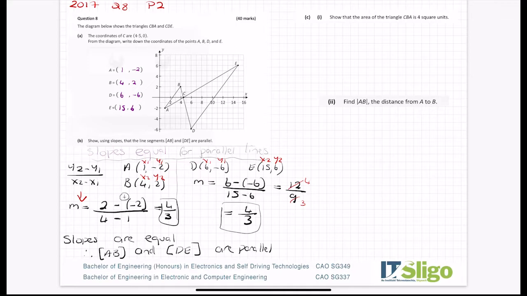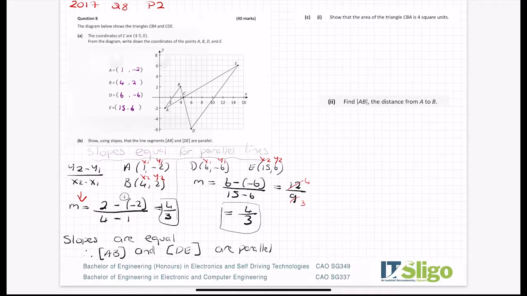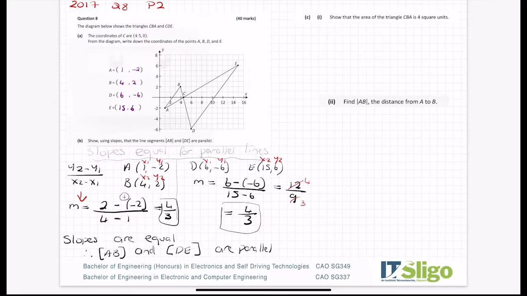Okay, part C said, show that the area of the triangle CBA, so CBA is this little one here, so show that that is 4 square units. Okay, to get the area of a triangle, I'm going to use this one. That's a half x1 y2 minus x2 y1. Now this one you wouldn't have done in your junior cert. It's more of a leaving cert one.